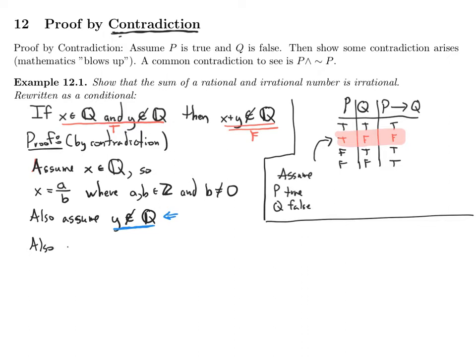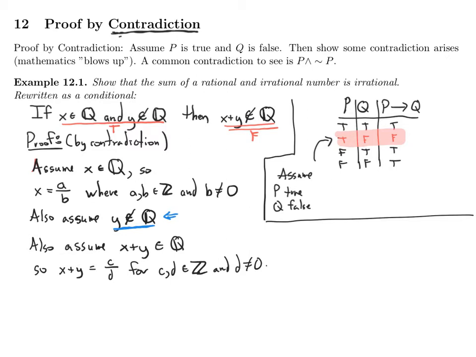Also assume that x plus y is rational. Then the then part is false. So we can write the sum as, say, c over d for some c and d that are integers. And of course, d can't be 0.